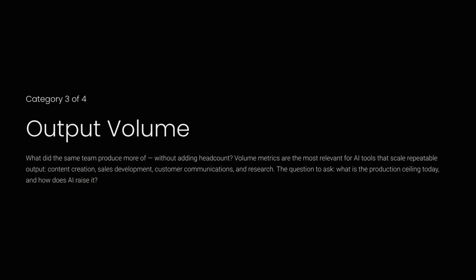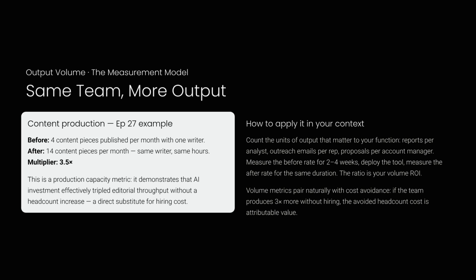Category 3 focuses on output volume. This asks, what can the same team produce without adding headcount? This is vital for scalable, repeatable output roles such as content creation, sales development, and research. For volume, measure the output before and after implementing your tool.